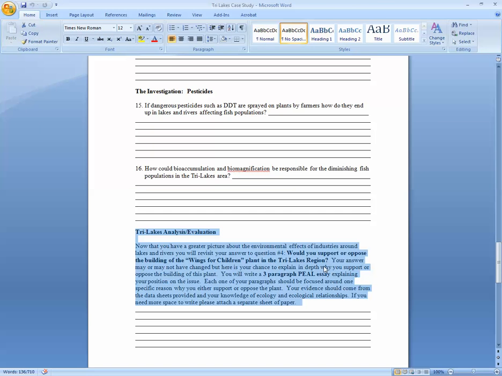As you're working through this, if you have any questions or if any of these directions are unclear, please let me know.